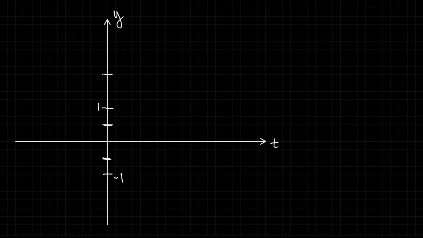And so my midline is y equals 0, so we have the t-axis as the midline here. Let's see if I can't get a straight line going. And then my upper and lower lines are positive half and negative a half.